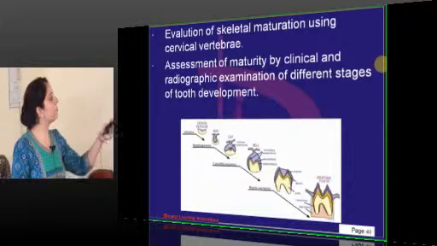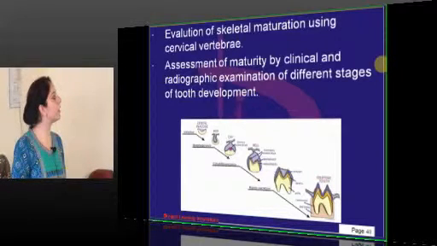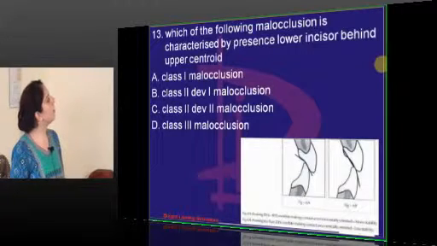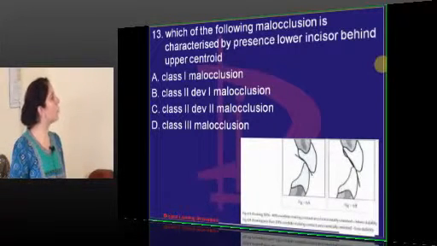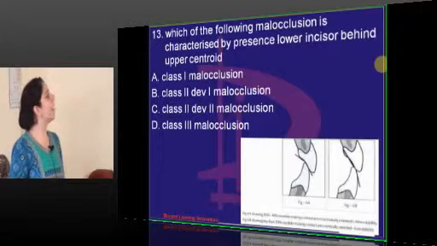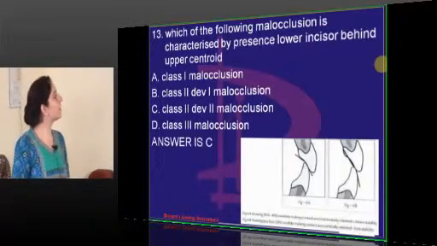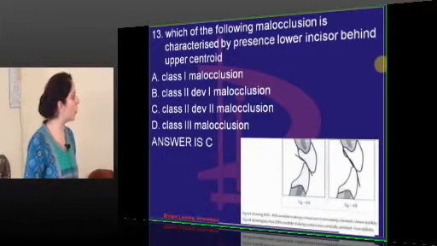So, these are the different ways in which you can assess the developmental age based on the kind of method that you would like. Next one is, which of the following malocclusions is characterized by presence of the lower incisors behind the upper centrals? The answer is class 2 division 2 malocclusion.